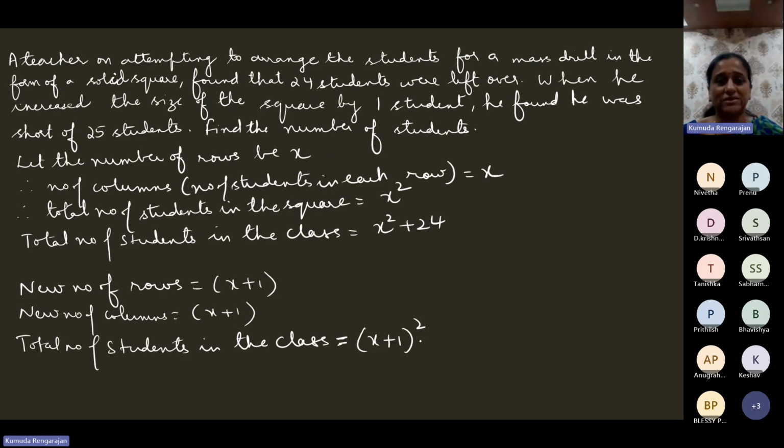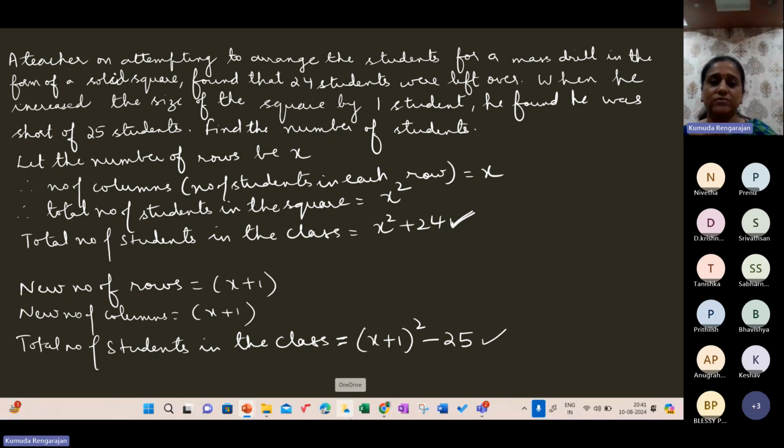No, it was not completed. So many students are not there. How many students were required to complete the square? 25 more students. So that means the square was short of 25 students. So the total number of students in the class is equal to x plus 1 the whole square minus 25. Now we will have to equate this and this. x squared plus 24 is equal to x plus 1 the whole square minus 25.